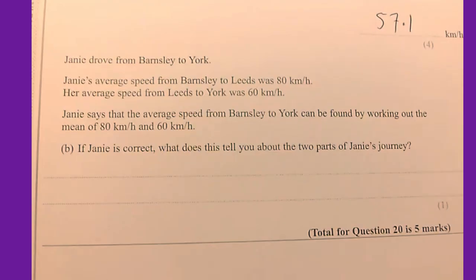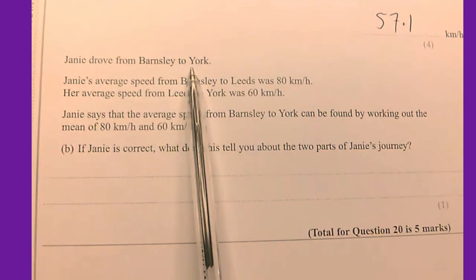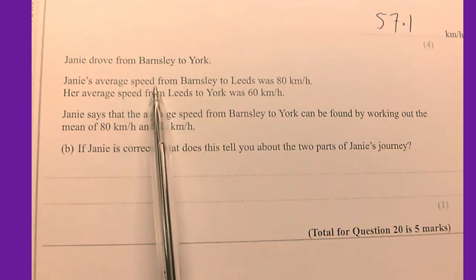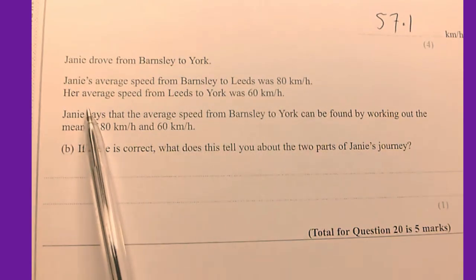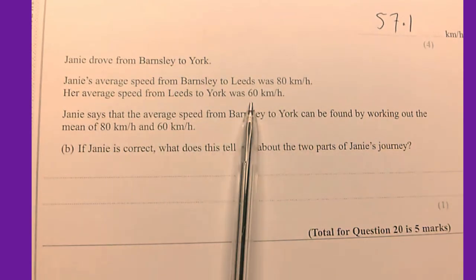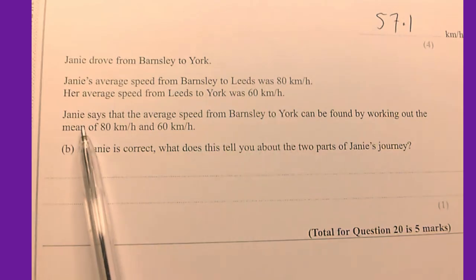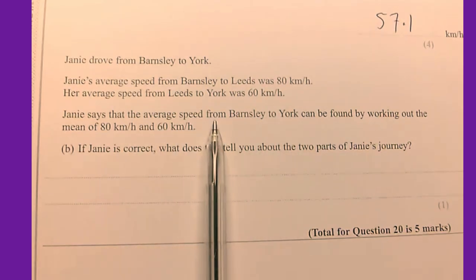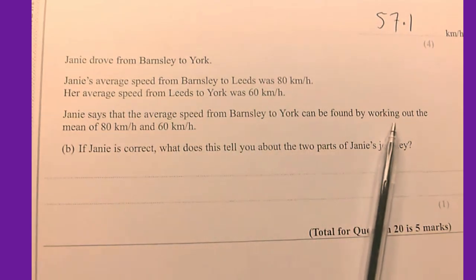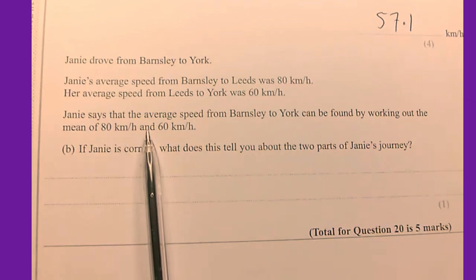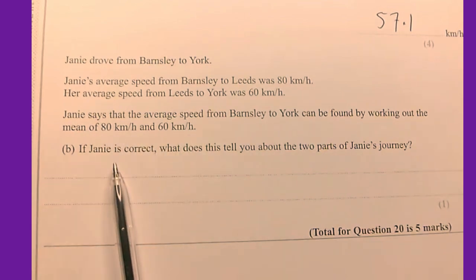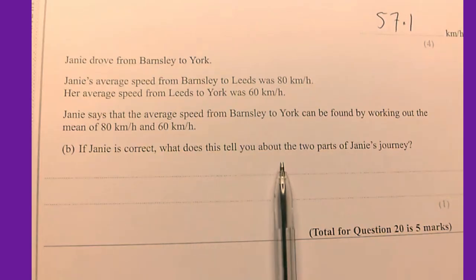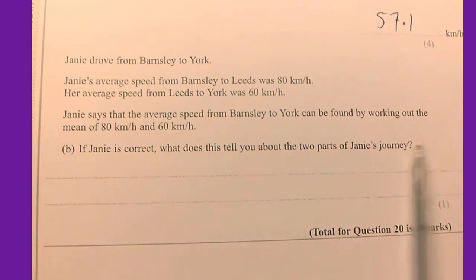Okay, so let me read the information. Janie drove from Barnsley to York. Janie's average speed from Barnsley to Leeds was 80 kilometers per hour. Her average speed from Leeds to York was 60 kilometers per hour. Janie says that the average speed from Barnsley to York can be found by working out the mean of 80 kilometers per hour and 60 kilometers per hour. If Janie is correct, what does this tell you about the 2 parts of Janie's journey?